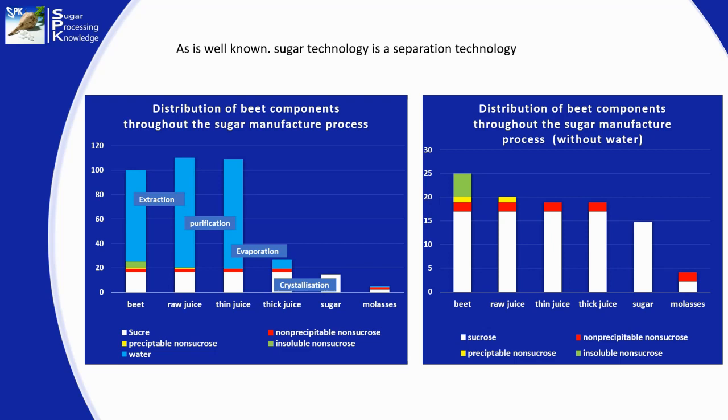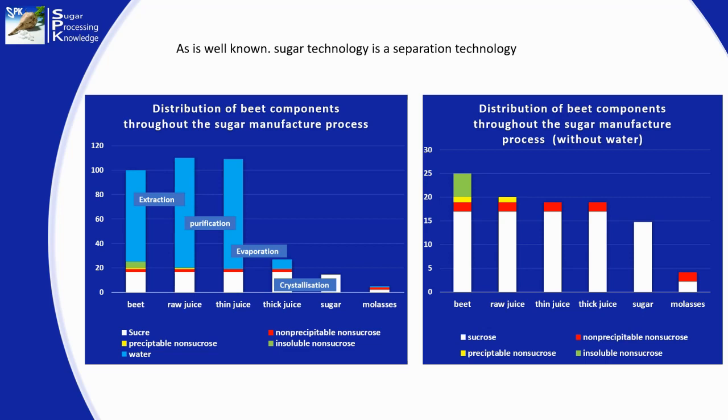In the extraction step, insoluble non-sucrose substances are separated in form of pressed pulp. In the subsequent juice purification step, a part of the soluble non-sucrose substances are separated with the carbonation lime. In the evaporation step, most of the water is removed before thick juice is separated into the trading goods white sugar and molasses in the crystallization step.